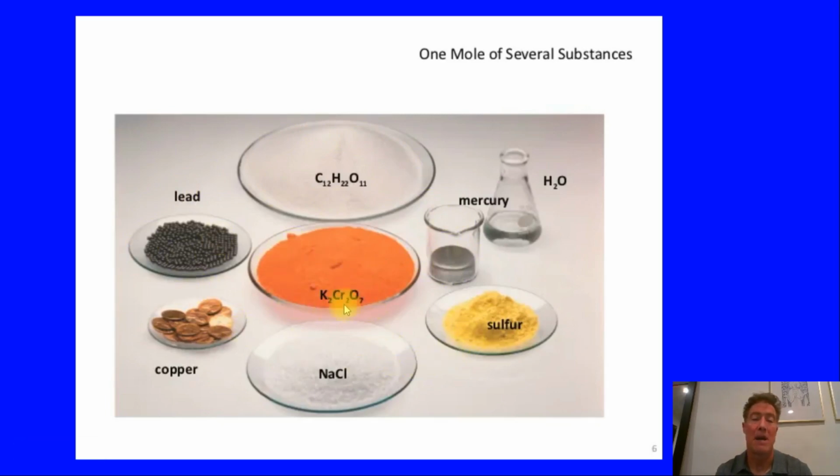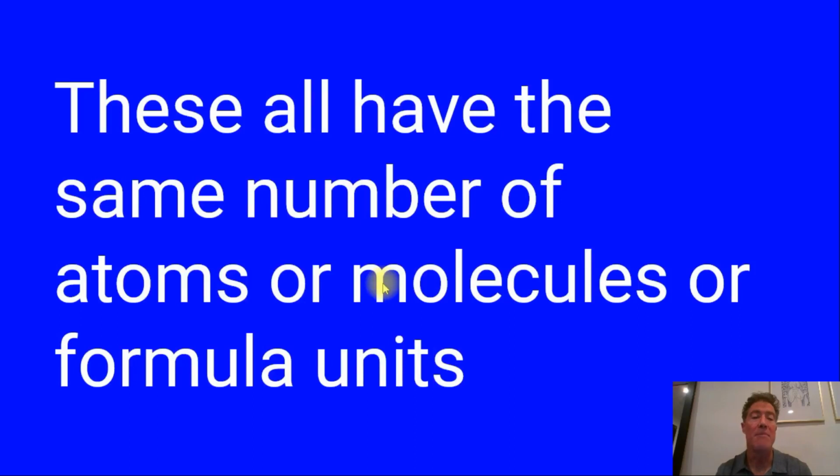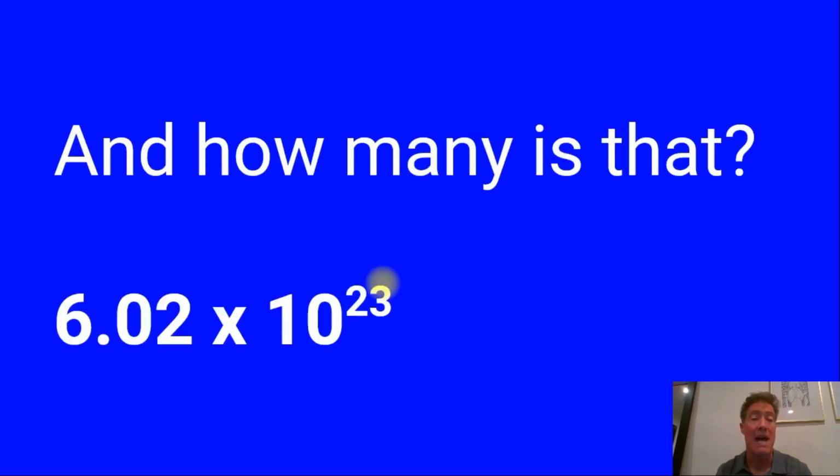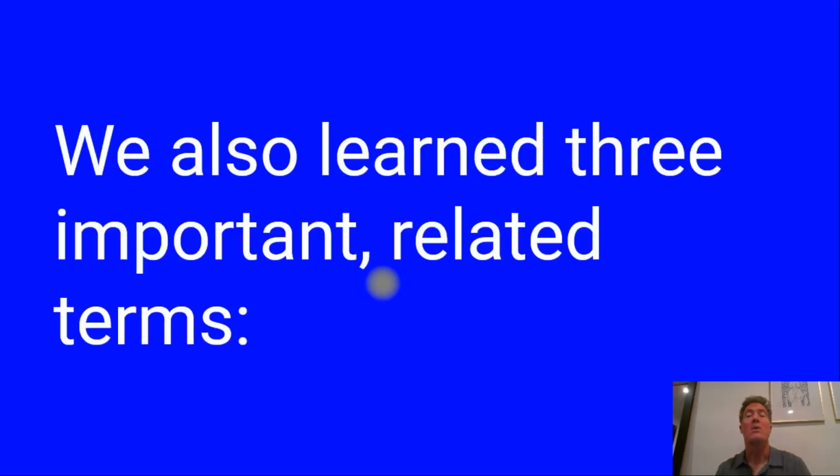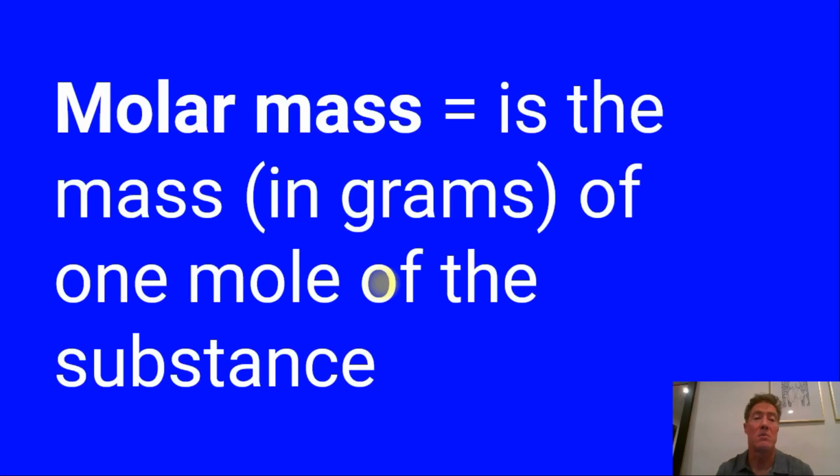And here's an ionic compound, potassium dichromate, I think that is. These all have the same number of atoms, or molecules, or formula units. How many is that? 6.02 times 10 to the 23rd. So we also learned these 3 important related terms.